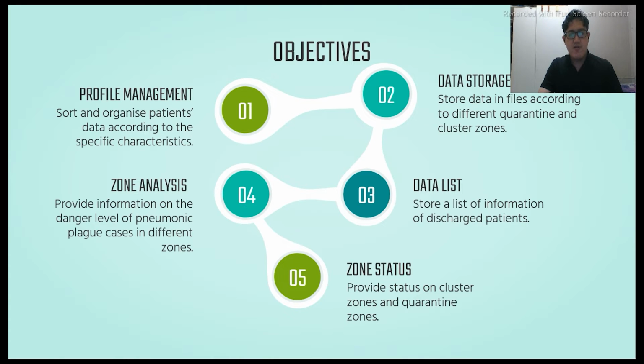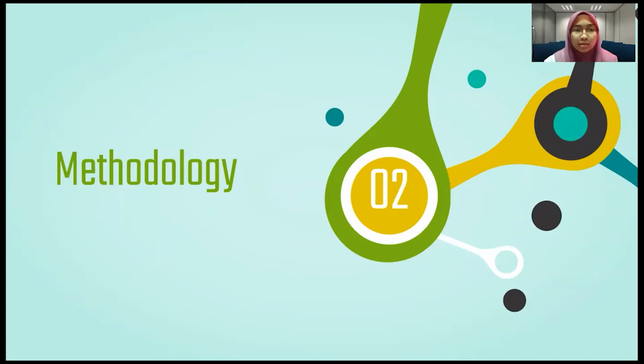The fourth one is to provide information on danger level of pneumonic plague cases in different zones. The last objective is to provide status on cluster zones and quarantine zones. I will be explaining on the methodology of our program.